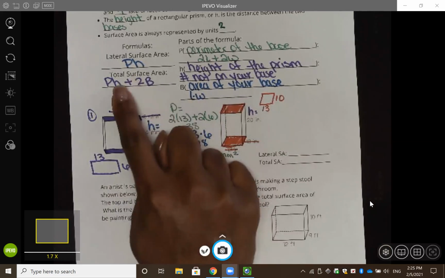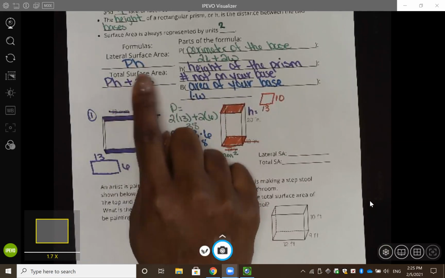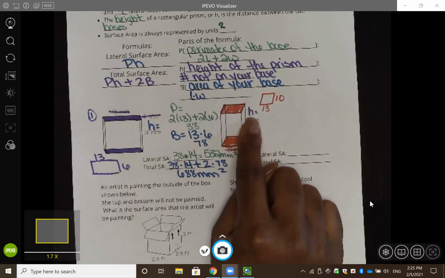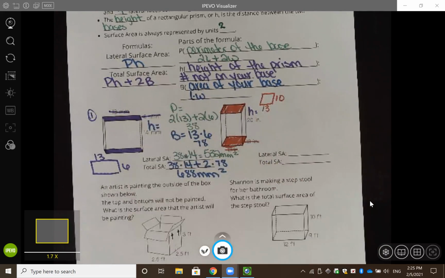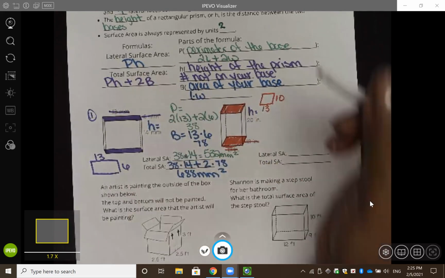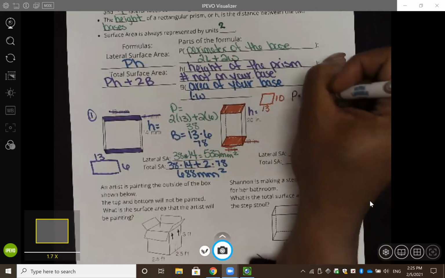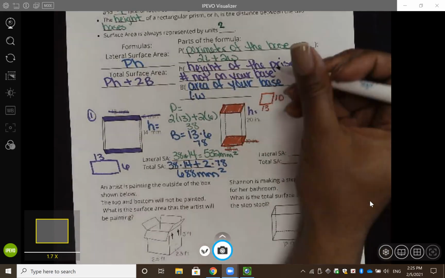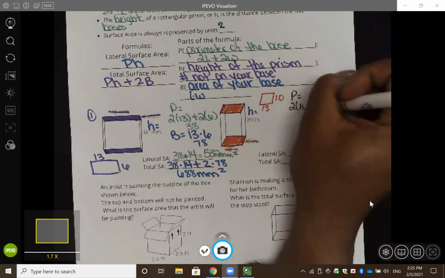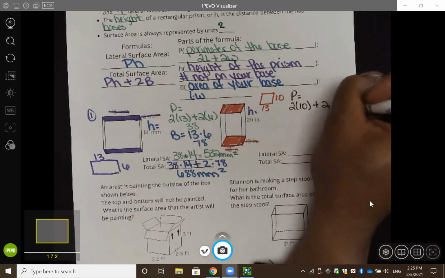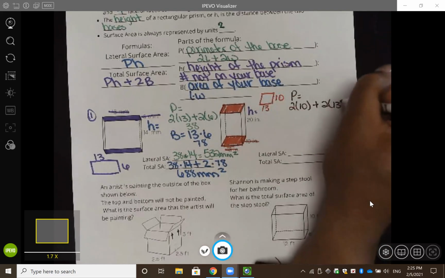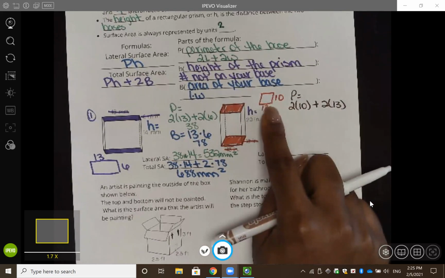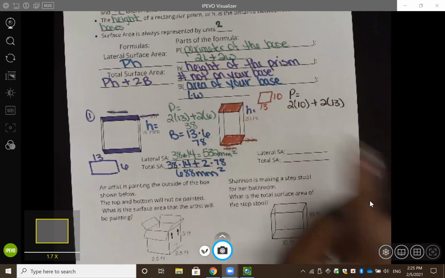Okay, I'm going to start identifying all my different parts. So my P, I've already identified my H, and then my big B. So first off, to get my P, I am going to do 2L plus 2W. So 2 times 10 plus 2 times 13. Anytime you're finding your perimeter and your big B, those numbers should come from right here off your base, okay?